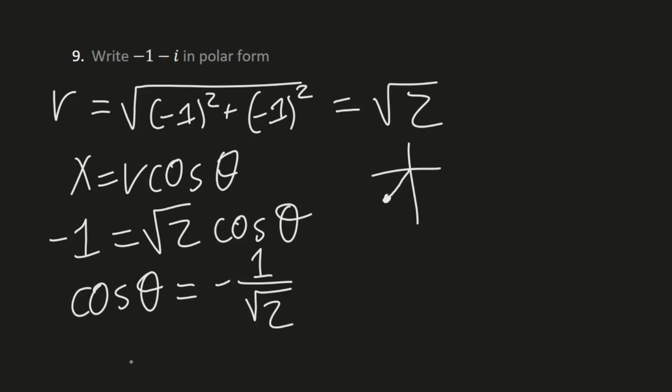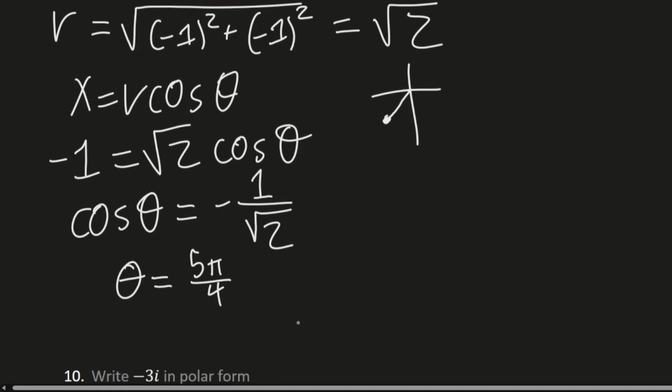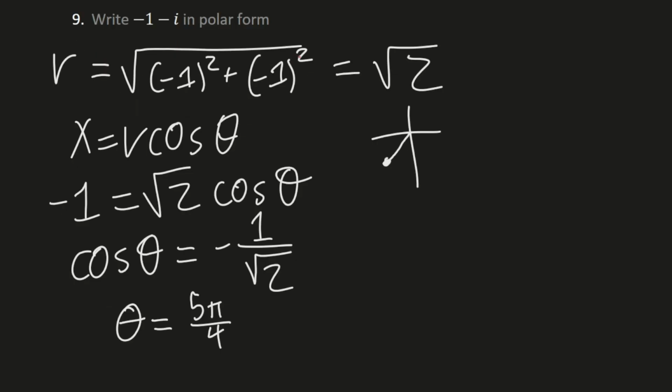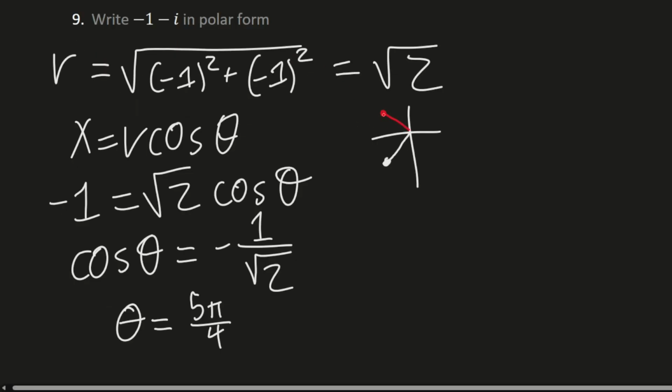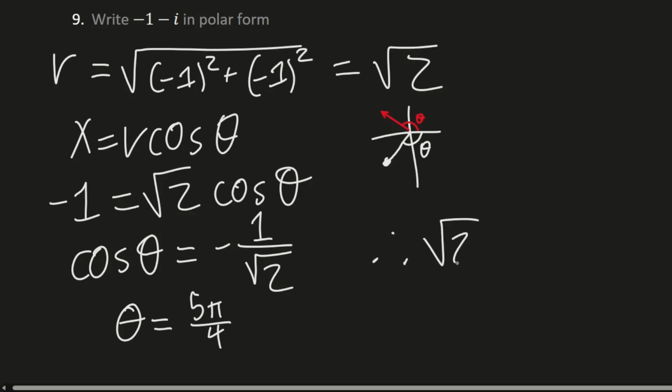And so our theta is going to be equal to 5 pi over 4. This is one of the nice numbers that you can do in your head. If you use inverse cosine, it would give you this angle here, right? But we actually want this angle here. And so if you were to use inverse cosine, then you would have to put a negative on that. But this is one of the nice numbers, so we can do it in our head. Therefore, we can write this as square root of 2 cis of 5 pi over 4.